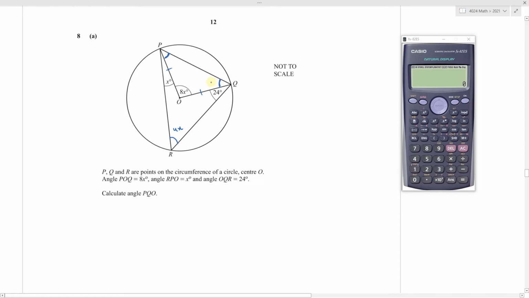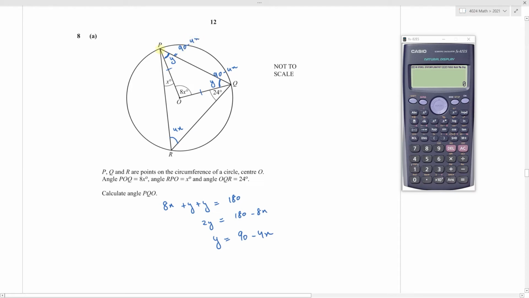So let's call this angle y for now. If this is y, this is y. So using this triangle POQ, 8x plus 2y should equal 180 degrees. 2y should equal 180 minus 8x. Y will be equal to, divide by 2 on both sides, 90 minus 4x. So I know that this angle is 90 minus 4x. This angle is also 90 minus 4x.